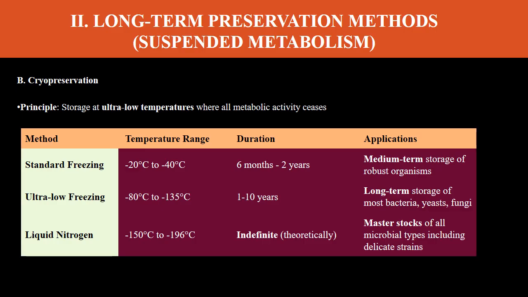The third is liquid nitrogen, which has a temperature range of minus 150 degrees Celsius to minus 196 degrees Celsius, and its duration is theoretically indefinite, and it's applied in master stocks of all microbial types including delicate strains.